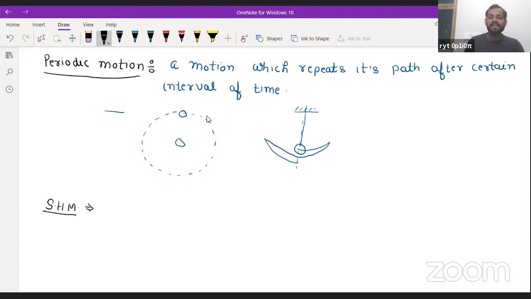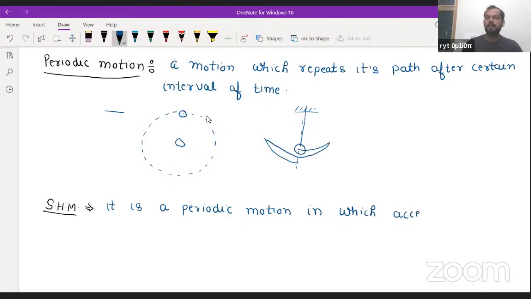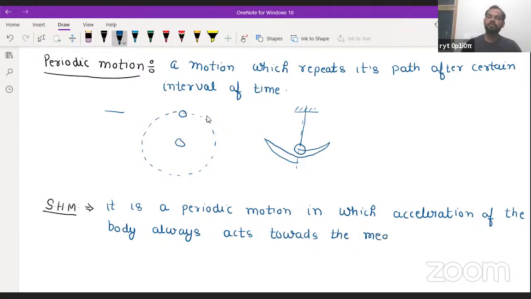So SHM is what? It is a periodic motion in which the acceleration of the body always acts towards the mean position.